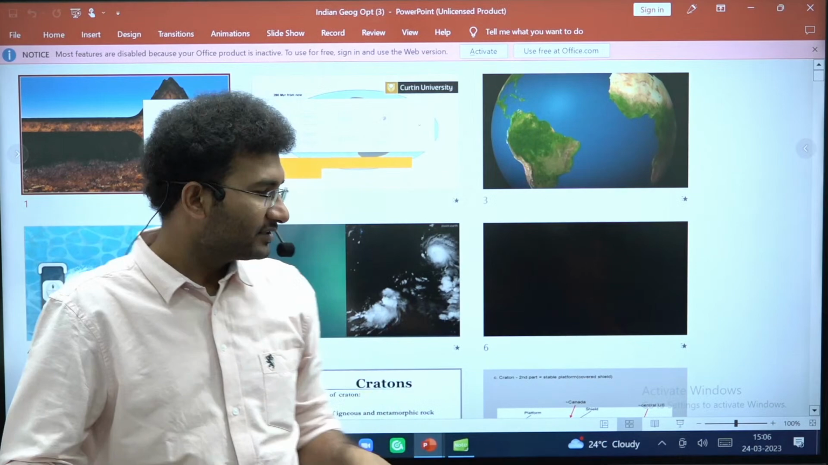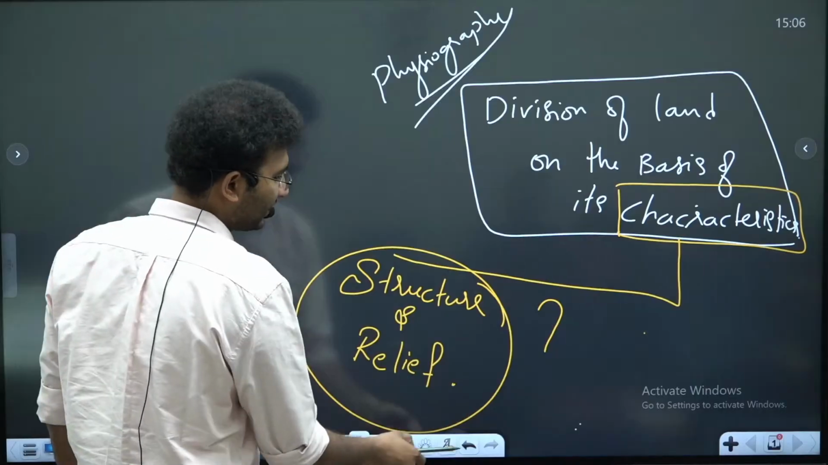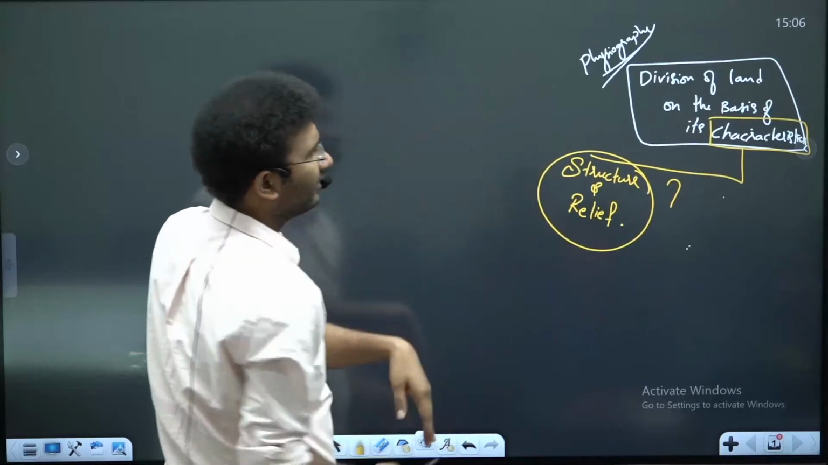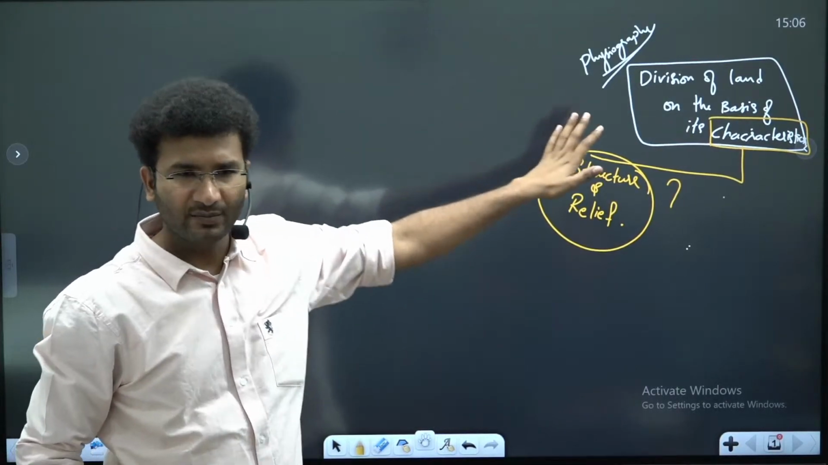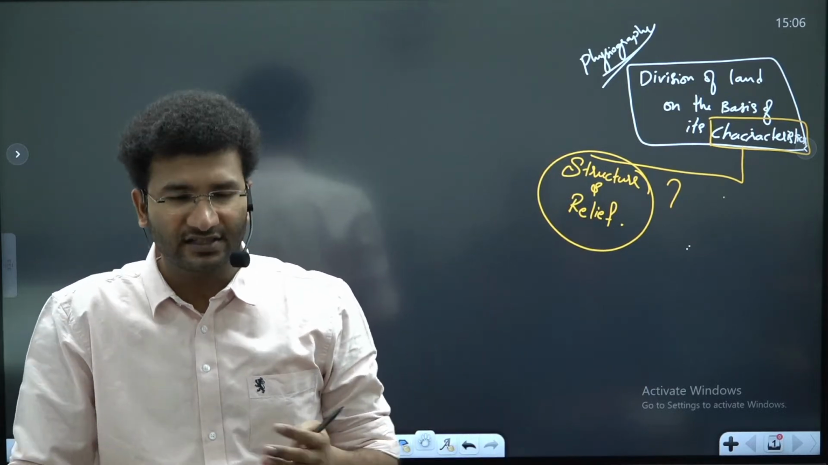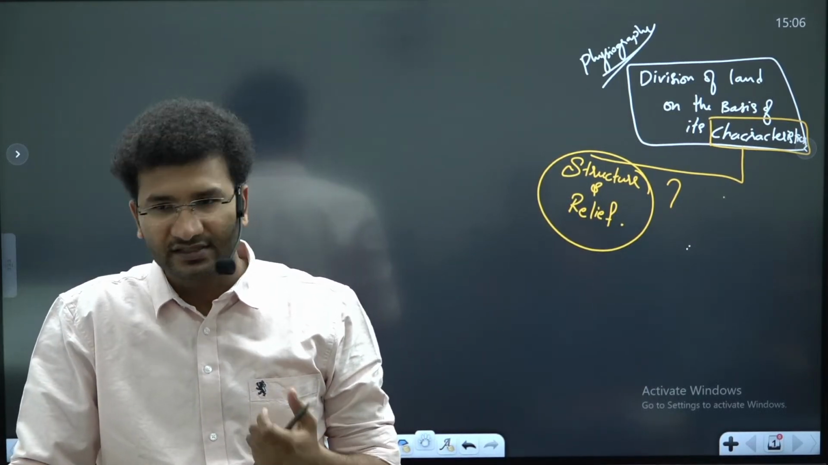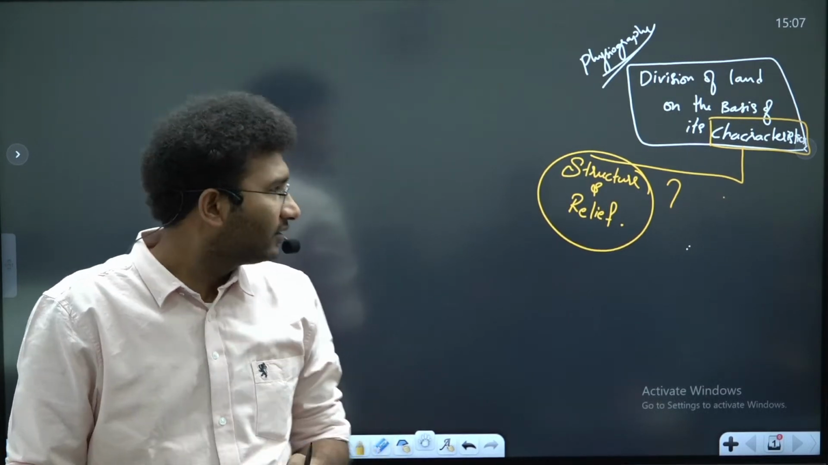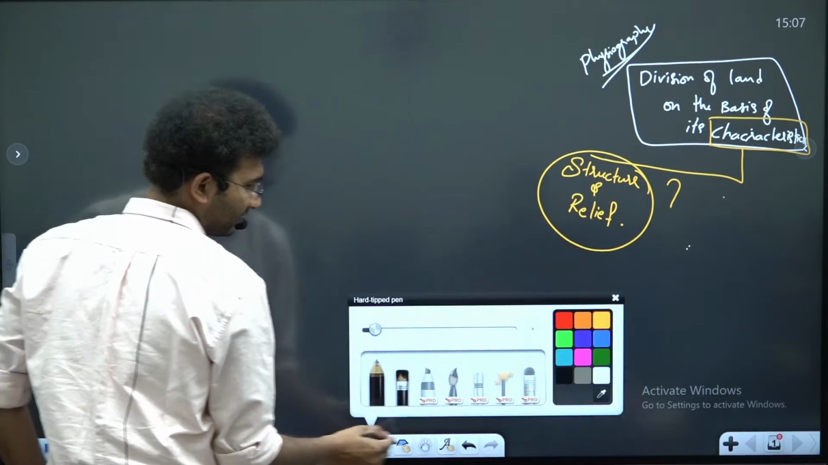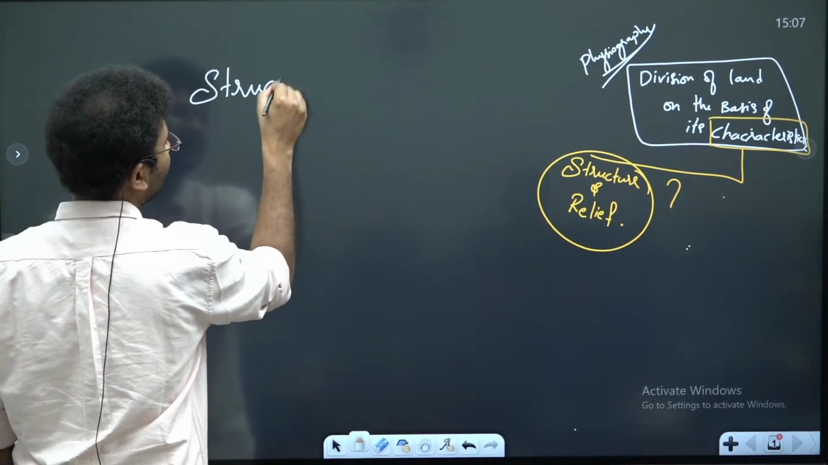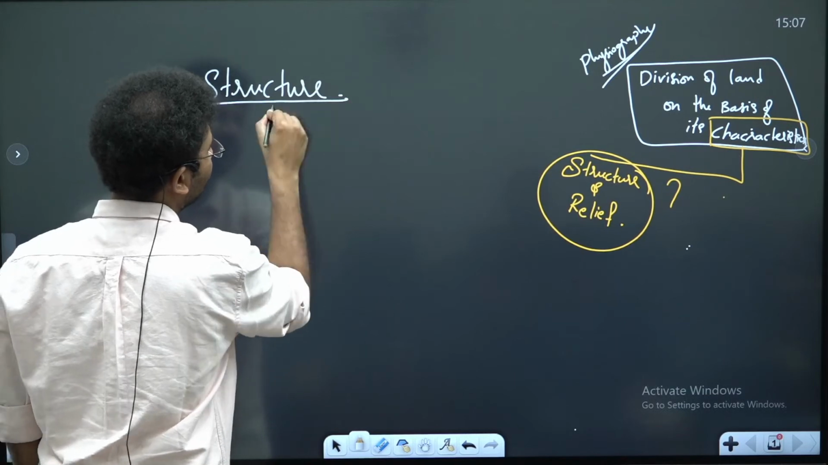ठीक है? Firstly, let us try to understand what exactly is the difference between structure and relief और उसके बाद हम क्या पढ़ने वाले हैं? Physiography. And physiography में we'll study each landform in the sense more or less the collection of landforms together, that is also called as a physiographic region. Right? Here, now firstly, what is structure? Structure consists of three parts. Structure, it has three parts.